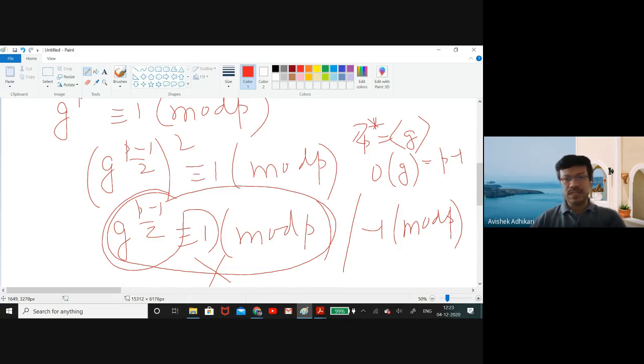The order will certainly be less than P minus 1. But that cannot be the case because G is a generator. Its order must be P minus 1, and you cannot have G to the power something strictly less than P minus 1 that gives you the value 1, unless it's 0. So it's not a 0. G to the power P minus 1 by 2 is not a 0. So it has to be minus 1. You cannot have this value be 1. If this value were 1, then the order of G would be strictly less than P minus 1, which is not the case, so we get a contradiction. So this value has to be minus 1 modulo P.